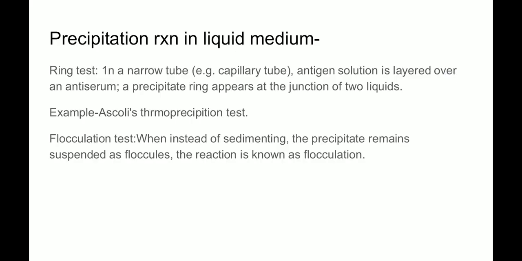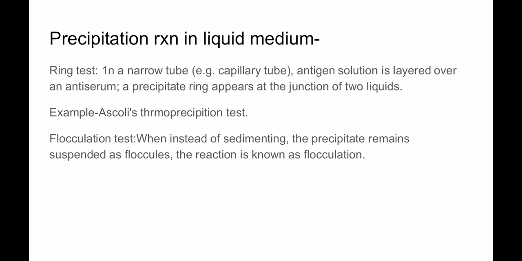Next thing is precipitation reaction in liquid medium. The precipitation reaction can take place in a liquid medium like in a test tube. There are two liquids, in one there is antigen, in the other there is antibody. They react and form a precipitate, so it's easy in that medium. But in the advanced technique we use agarose gel. We embed the antibody in the agarose gel and we see the precipitation inside the gel. What are the advantages of that technique? I will be talking about it later in this video.